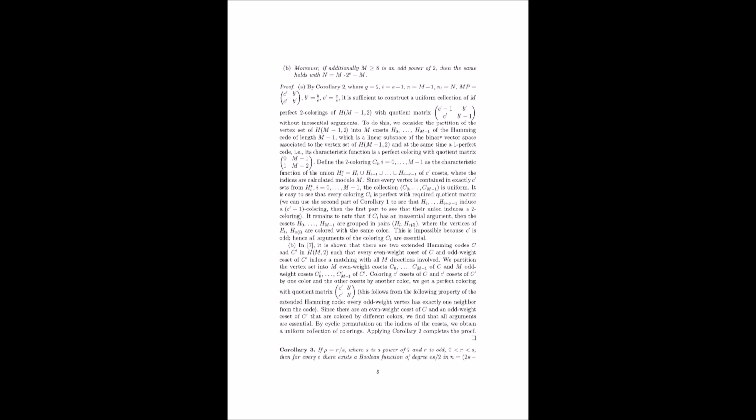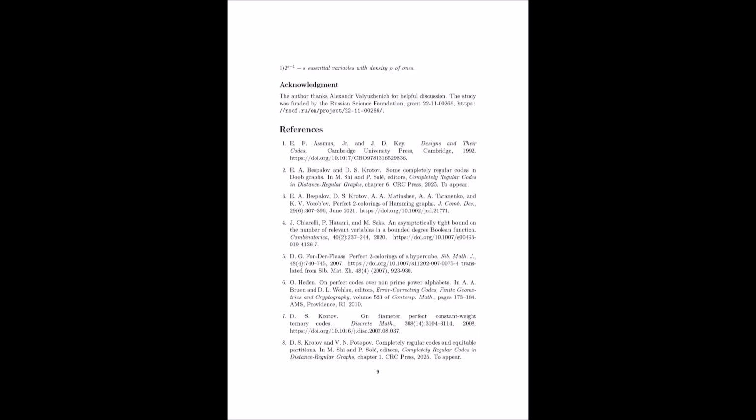Wow. Okay. But how do we know that this F actually produces a perfect coloring? So to prove that this function F produces a perfect coloring, we have to go through, and for every vertex in this larger Hamming graph, we have to show that the number of neighbors of each color is exactly what the quotient matrix dictates. Okay.